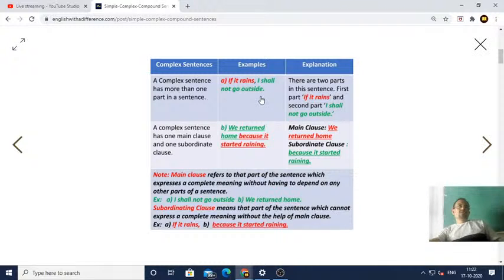Dear students, you see there are two parts, as I told you before. First part is if it rains, second part is I shall not go outside. Tell me which part expresses complete meaning out of these two parts. If it rains I shall not go outside. Out of these two parts, tell me which part expresses independent meaning, between red and green. Which one is expressing complete meaning?